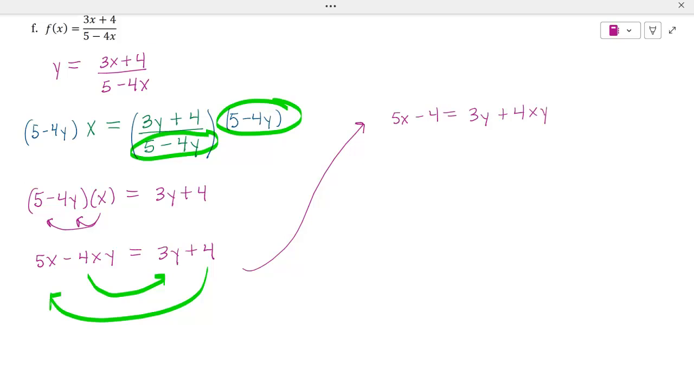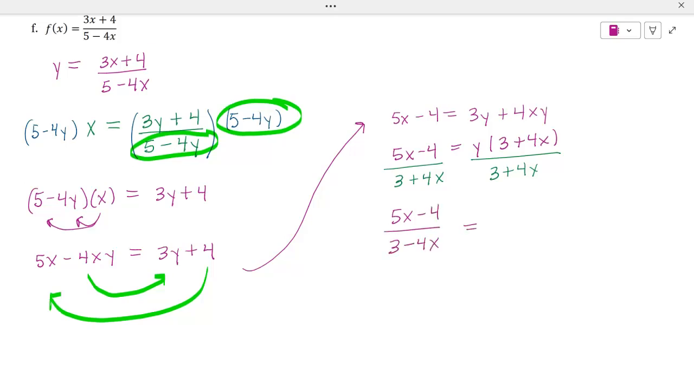Now, this is the part that's helpful: because the y's are all on the same side, I can factor that out of both of the terms. So I'll put y equals 3 plus 4x. And then I can divide both sides by this 3 plus 4x to get the y by itself. Because we started with a rational function, we're ending up with a rational function as well for our answer. And then for the final step, rewrite f inverse of x in place of y.